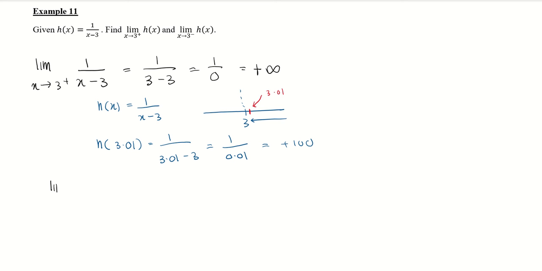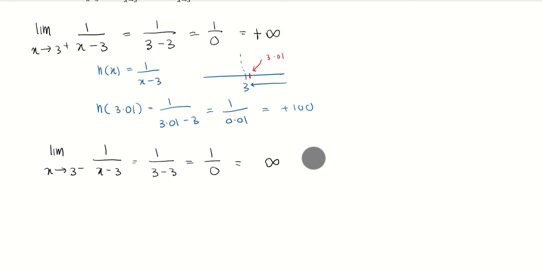The next one is the limit as x approaches 3 from the left. The function is 1 over x minus 3. If we substitute the value 3, we get 1 over 3 minus 3, which is 1 over 0, and this is infinity. We still need to determine whether this is positive or negative infinity. So we choose a value to the left of 3. 3 is here, so we need to choose one value close to 3 but on the left side. We might choose 2.99, for example.